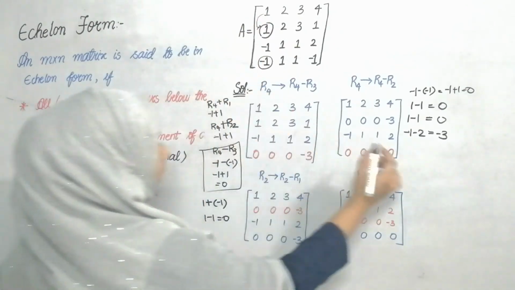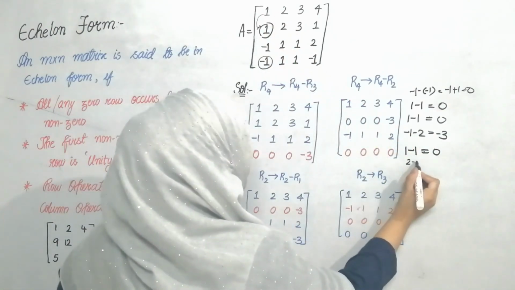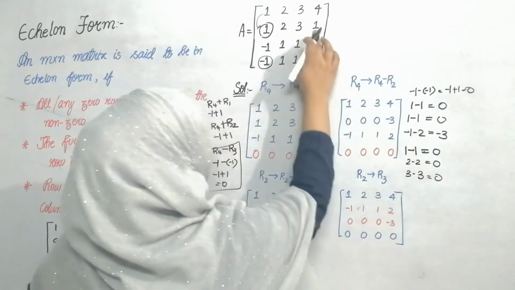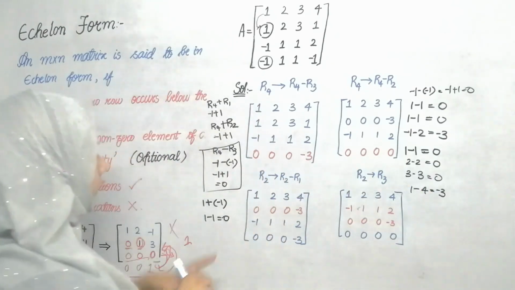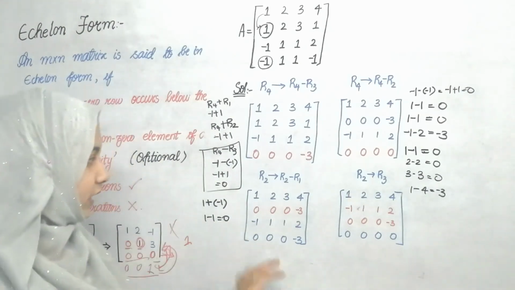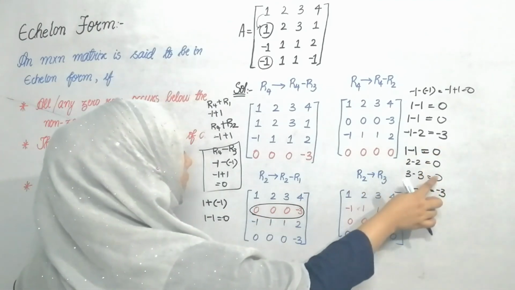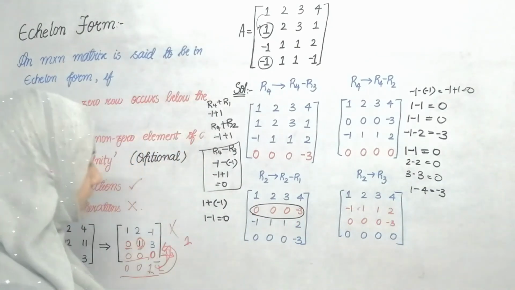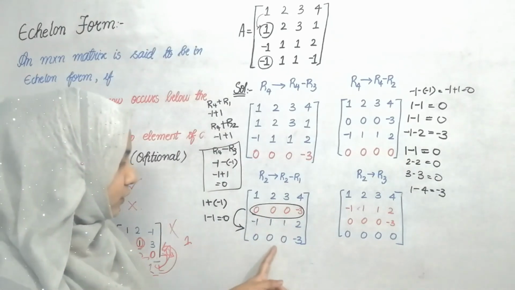So what happens here? Same thing. 1 minus 1 is equal to 0. Next, 2 minus 2 is equal to 0. 3 minus 3 is equal to 0. Then 1 minus 4 is equal to minus 3. Rows 1, 3 and 4 will be as they are, untouched, because we did nothing. Only row 2 is going to change. It will be 0, 0, 0, minus 3. Understood? Now if you notice, row 2 and row 4 are the same: 0, 0, 0, minus 3.